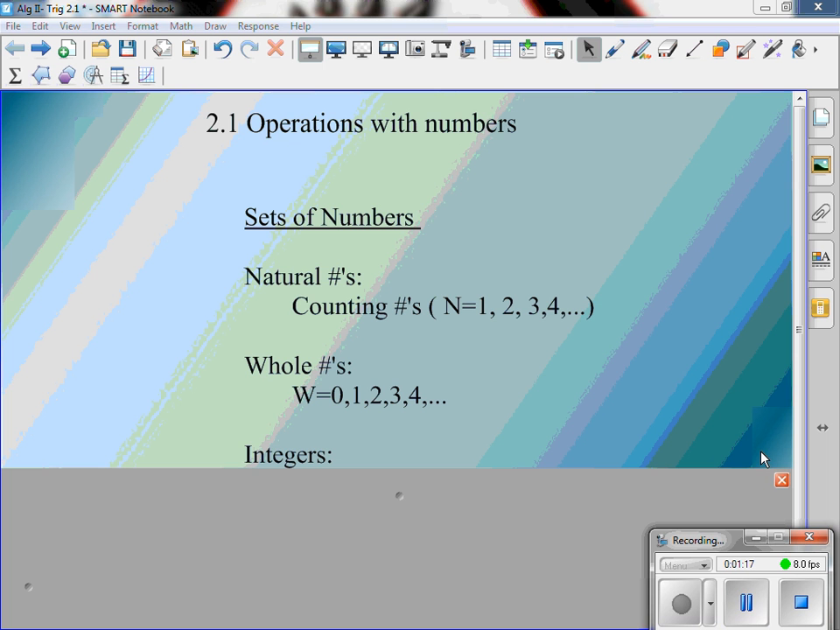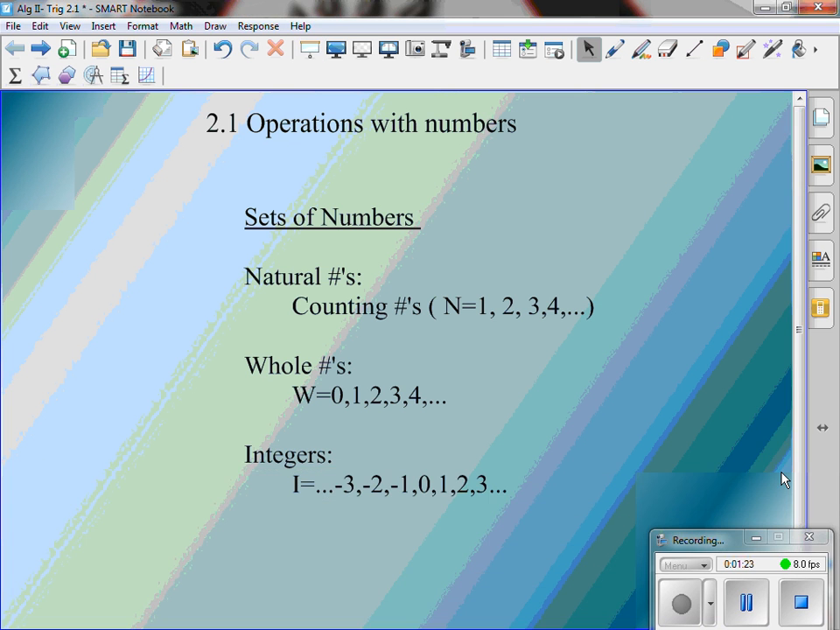Integers. What are the integers? Those are all my positive and negative whole numbers. So far, we have our natural numbers, our whole numbers, and our integers. Now, all of these numbers here are all part of what's called rational numbers. All of these rational numbers are numbers that can be written as a fraction. Rational numbers are numbers that can be written as a fraction.